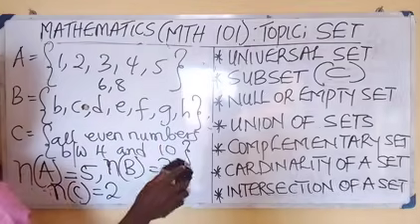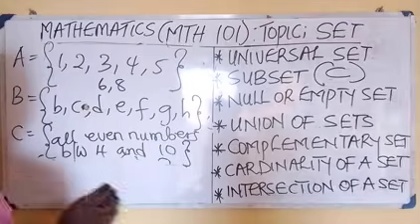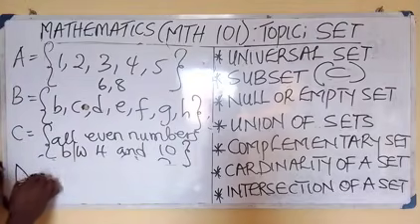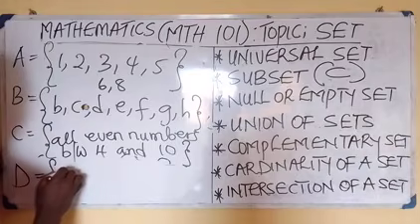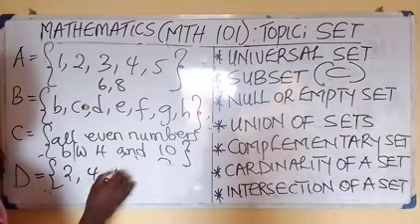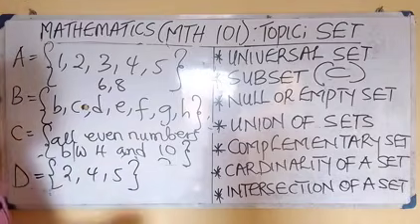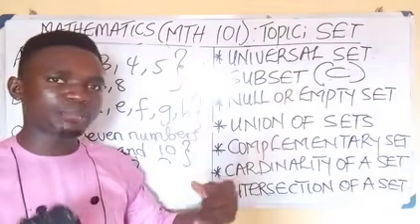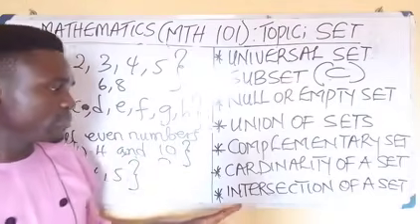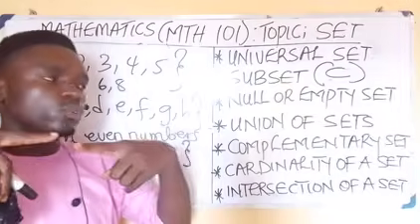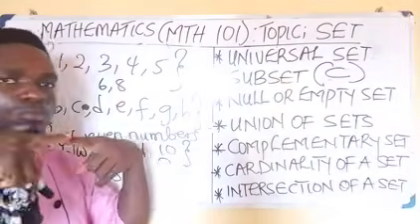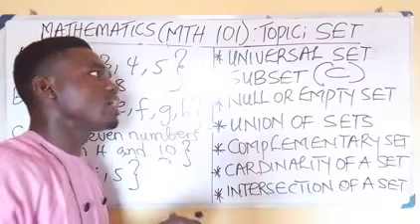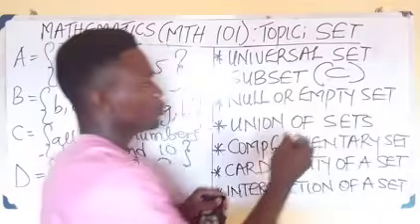Okay, so I'll use the examples I have above to explain. Let me add D. So I have 2, 4, 5. Now you have the intersection of a set. The intersection of two sets means what is common between the both of them. The intersection of a set means what is common between two or more sets, and the intersection is expressed using an inverted U.